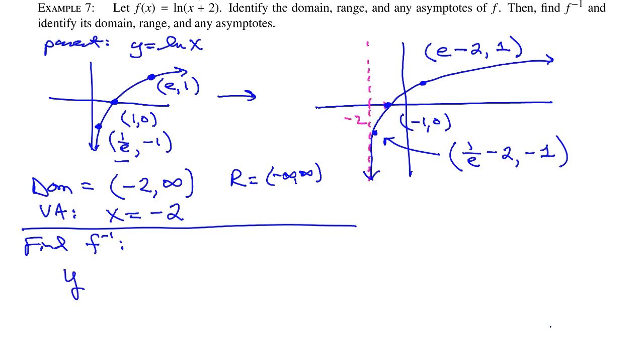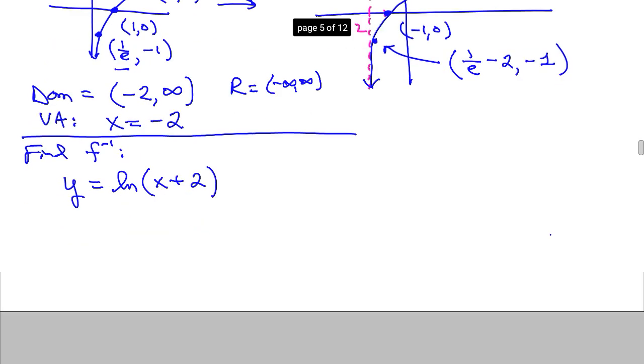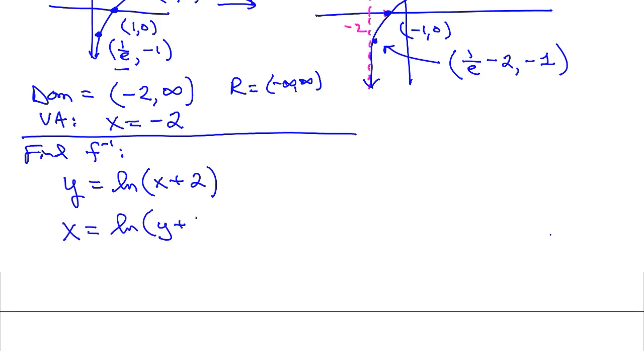So we start with y equals ln of x plus 2. Switch out the x and the y. And we get x equals natural log of y plus 2. And now we need to try to solve for y. So the first thing I'm going to do is take this log form and switch it into its exponential form. The base of the natural log is e, so we're going to get e raised to the x power is equal to what we're taking the log of, y plus 2.